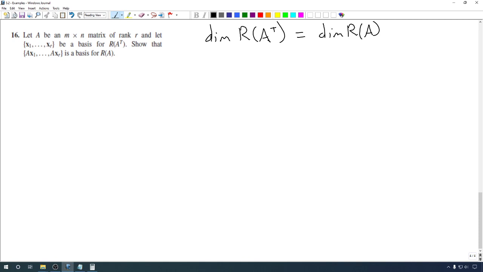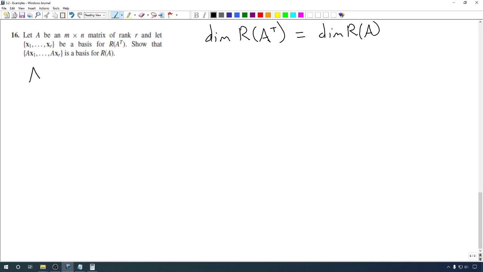I don't know if we named it, but we talked about why we don't need a separate name for the row rank and the column rank. We just have rank because it's the same dimension in both cases. So because we have the same dimension, we only have to show either that they're linearly independent or that they span the column space. We don't have to show both of them. Let's just show that these are independent, and we'll be done.